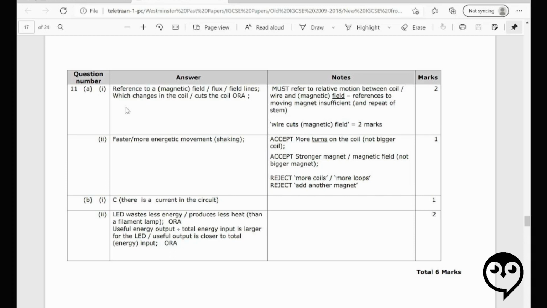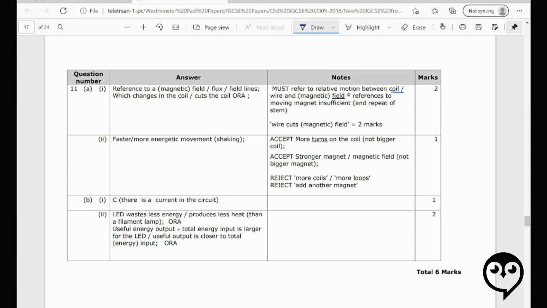Right. So how does this thing charge? As I'd said, the field lines are going to cut the coil. The magnetic flux is changing when the magnet gets in and out of the coil there. You must refer to the relative motion. I said it was relative motion.